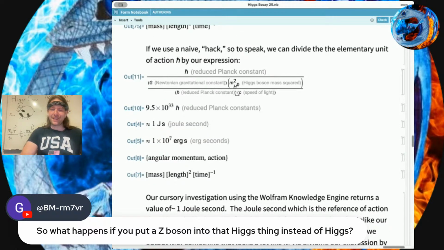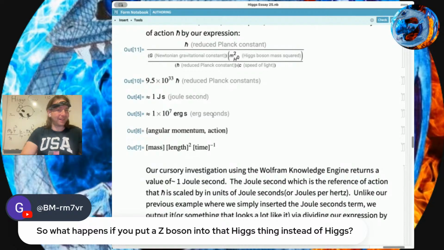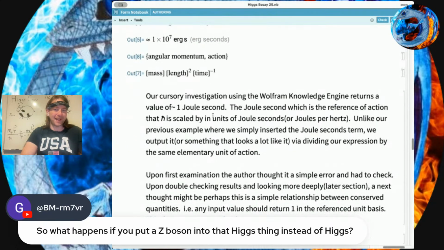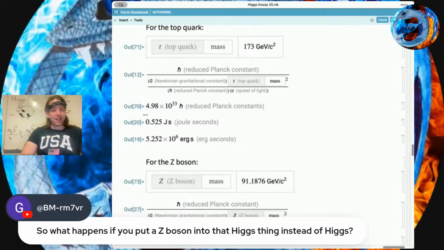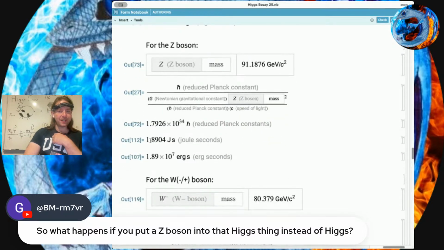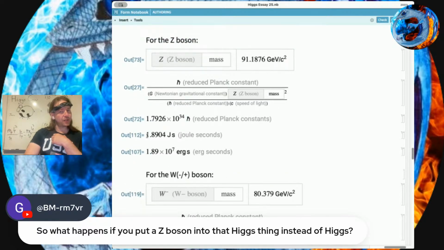And then basically, since it gives you a one there, or a value close to Planck's constant, we're just dividing it into that. So it's going to give you out the reference dimensions. If we assume it's one, then basically we get the same answer as we did before. But again, we're still literally relating it to the Planck mass through our expression. The top quark gives you a little over half a joule second, about 0.525 joule seconds. The Z boson, I believe, is the next closest. Yep, gives you 1.8904 joule seconds. I think a lot of this, rather than seeing 10 to the minus 34 or something, it's just one, one half, a two-ish value there.